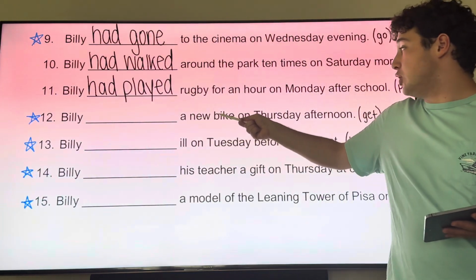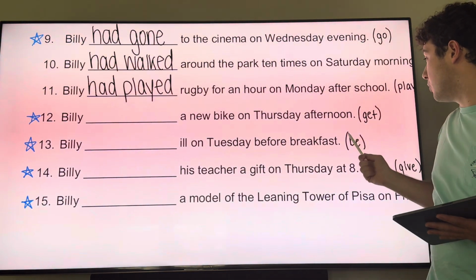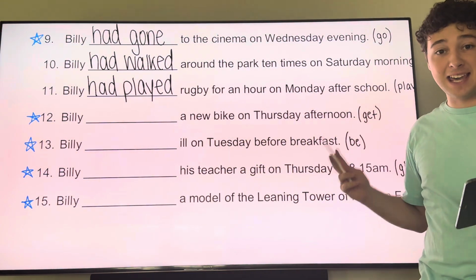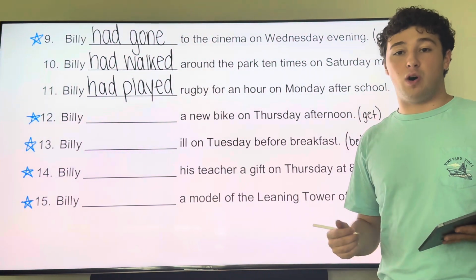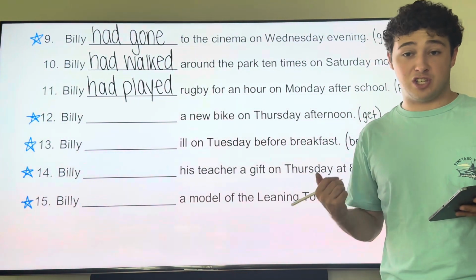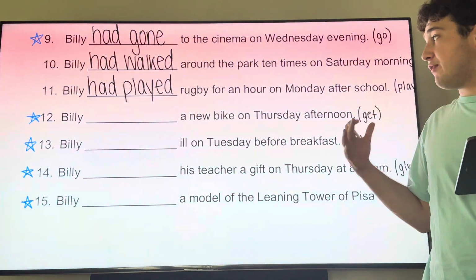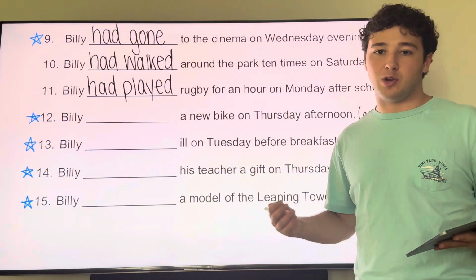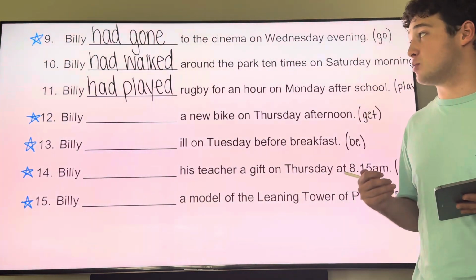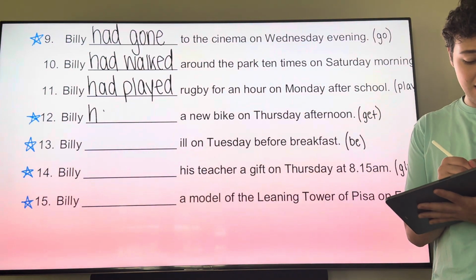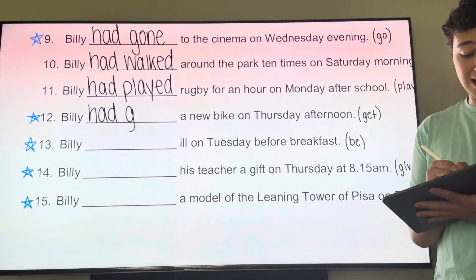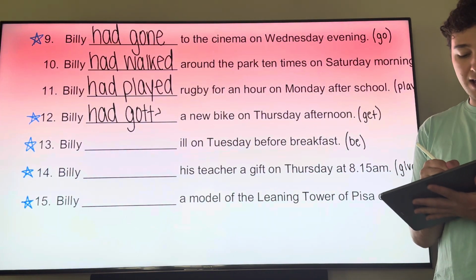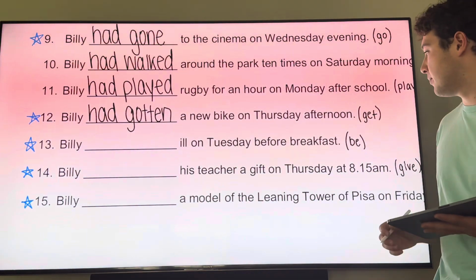Billy blank a new bike on Thursday afternoon. And the verb they give you is get. Now, this is another one where it is an irregular and it changes. So if it was past simple, they would say Billy got a new bike. However, past perfect would say Billy had gotten a new bike. Billy had gotten a new bike.